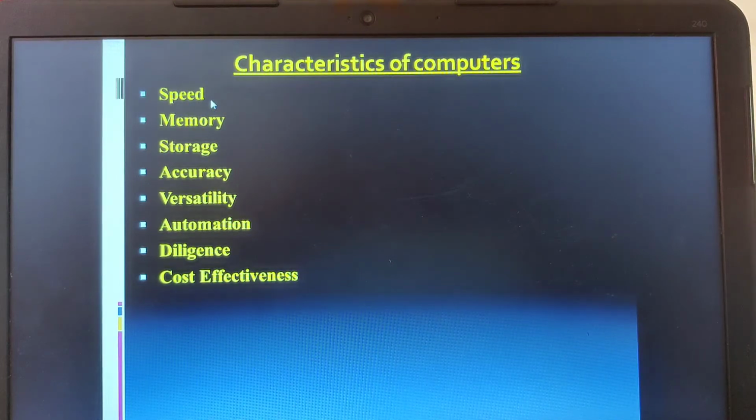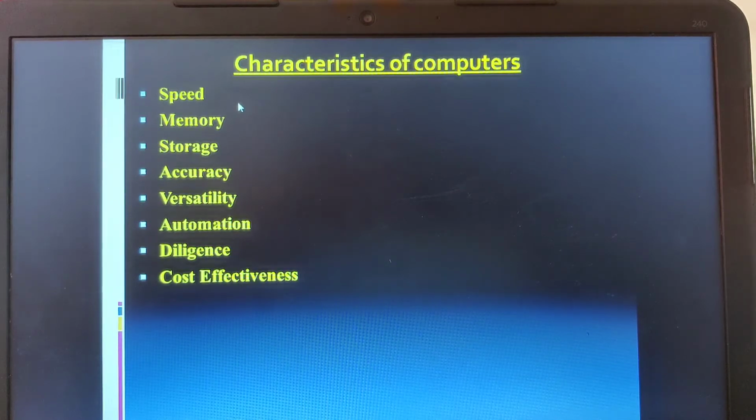Then microsecond is the 1 millionth of a second, that is 10 raised to minus 6 of a second. Nanosecond is the 1 billionth of a second, that is 10 raised to minus 9 of a second, whereas picosecond is 1 trillionth of a second, that is 10 raised to minus 12. So such a high internal speed will be there in a computer system.